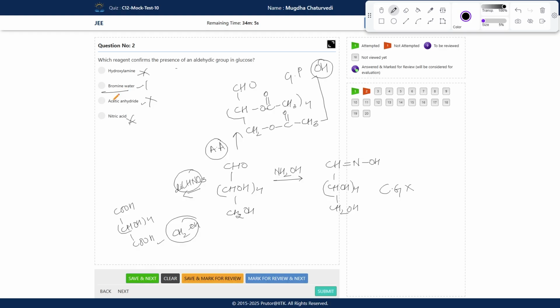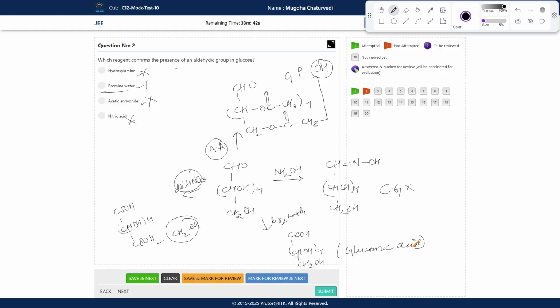So we are left with bromine water. If this is glucose, when it reacts with Br2 water, it forms gluconic acid, that is COOH, CHOH4, and then CH2OH. So this forms gluconic acid.